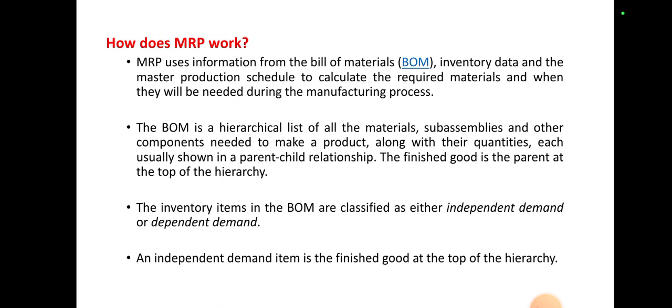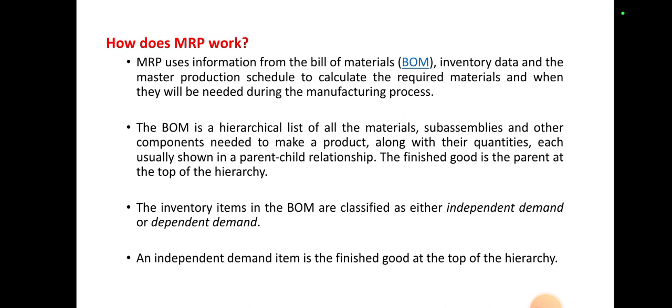How does MRP work? MRP uses information from the bill of materials, inventory data and the master production schedule to calculate the required materials and when they will be needed during the manufacturing process. The bill of materials is a hierarchical list of all the materials, sub-assemblies and other components needed to make a product, along with their quantities, usually shown in a parent-child relationship. The finished good is the parent at the top of the hierarchy.